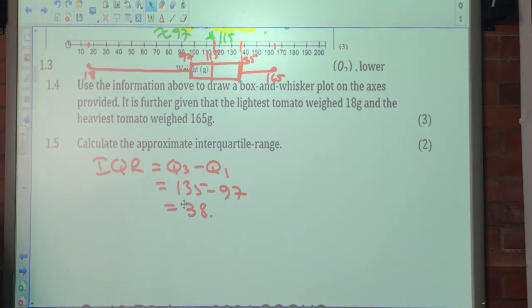So your interquartile range is 38, which means to say the middle half of the data ranges across 38 grams. Okay.